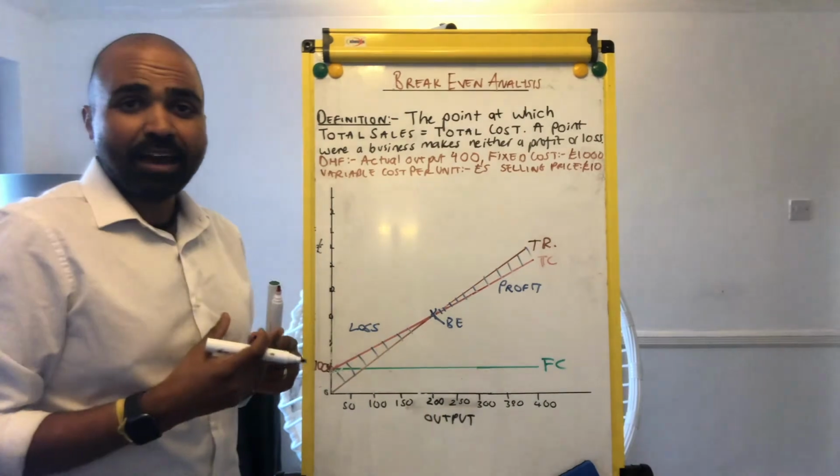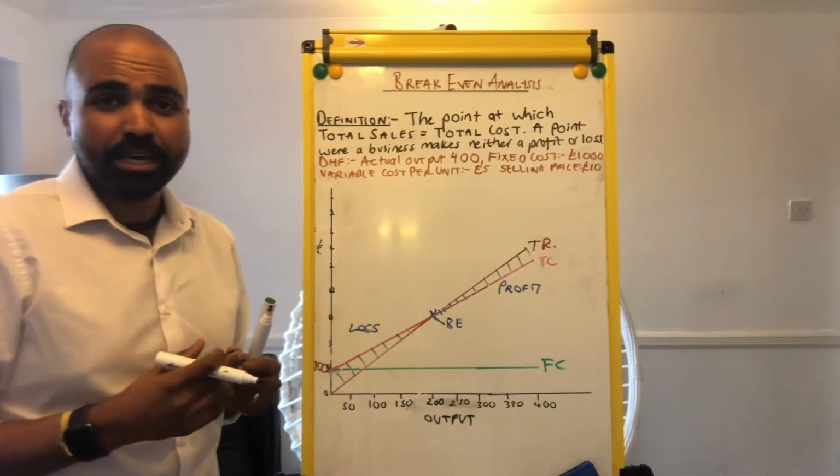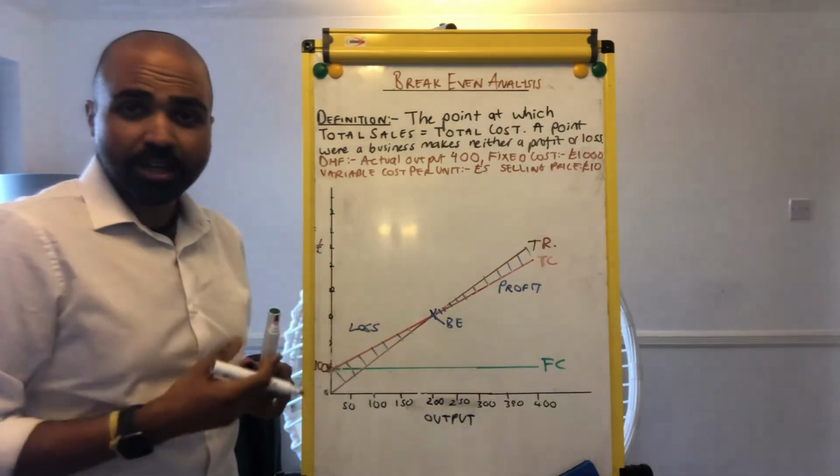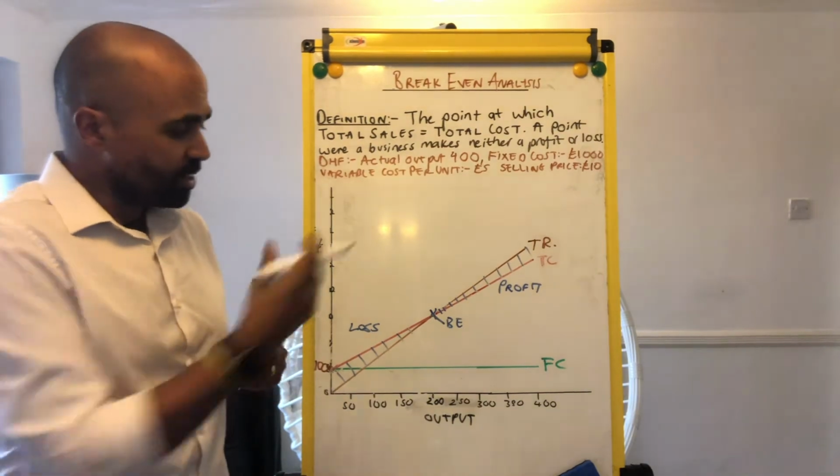So what we have now constructed is a break-even graph showing the point of break-even using our 3 lines: fixed cost, total revenue, and total cost. So these are the 3 lines.